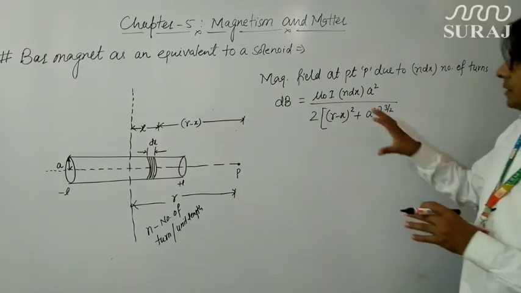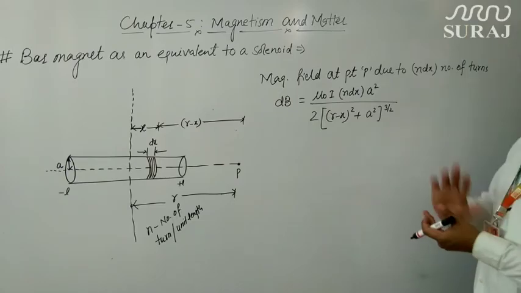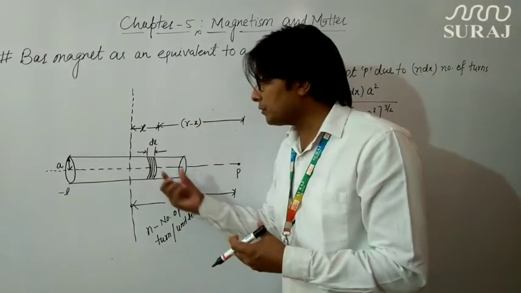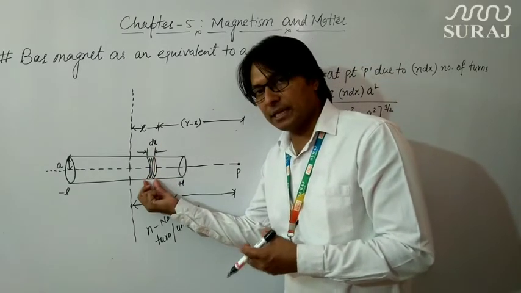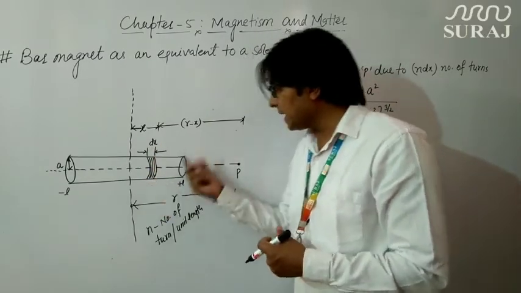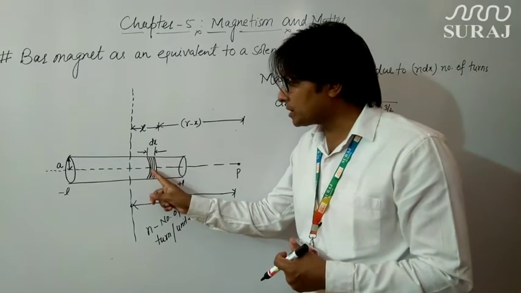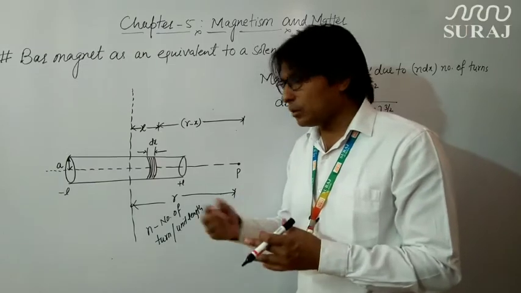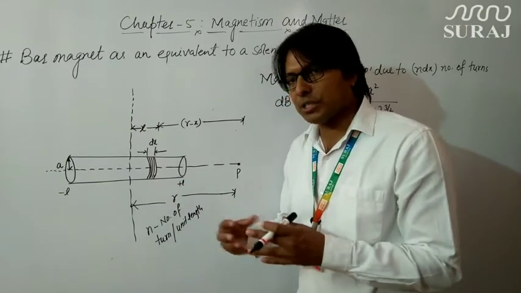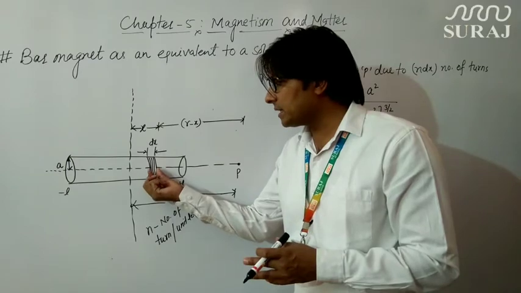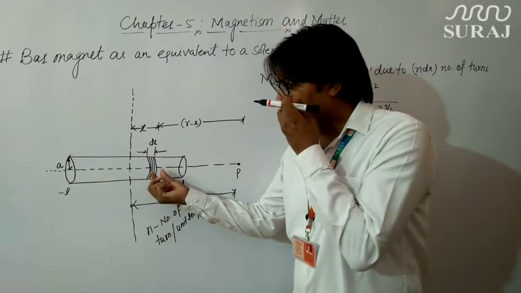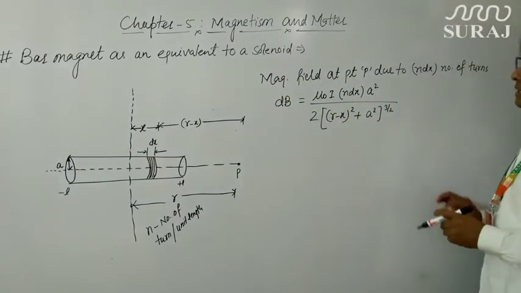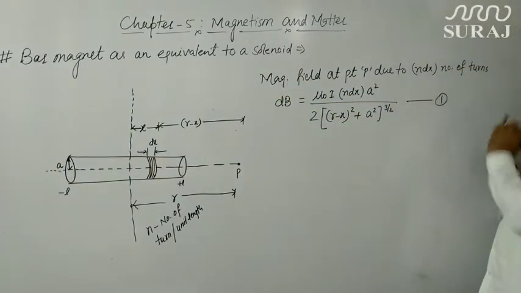So using this formula, this is the magnetic field at point P due to the number of turns n dx in this differential length, which are at distance r minus x from the center of these loops. These loops are very congested, or close to each other, therefore we can take all the centers as common for these loops. Okay, so this is equation first.